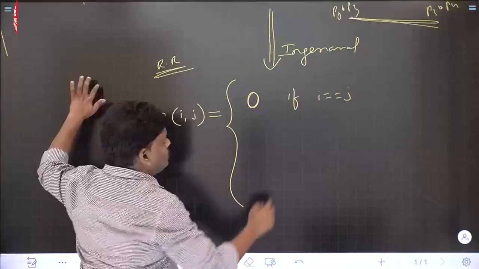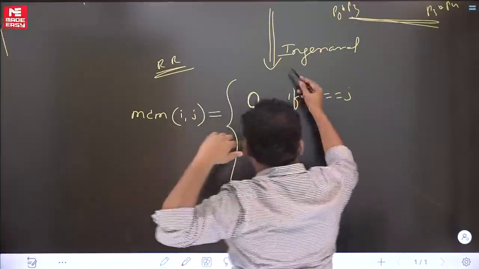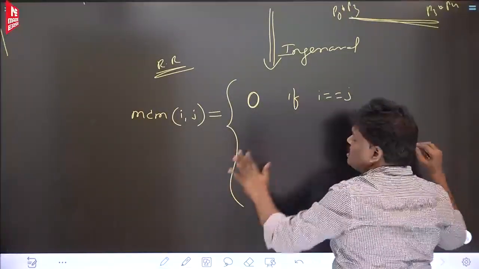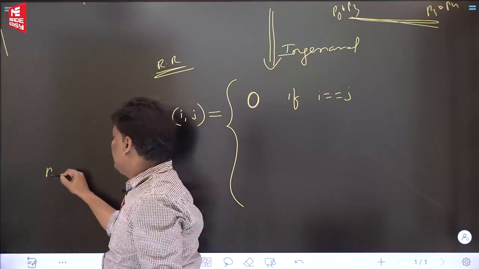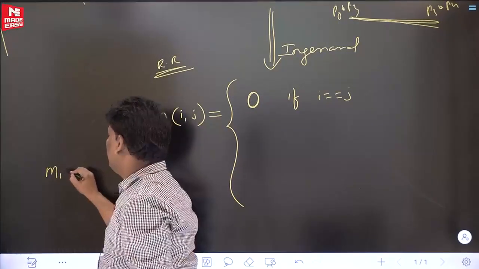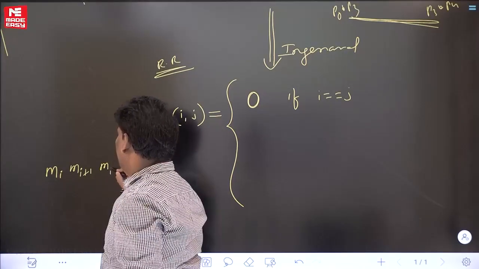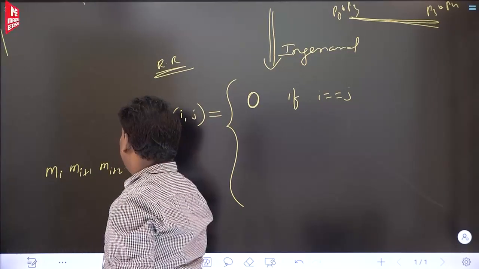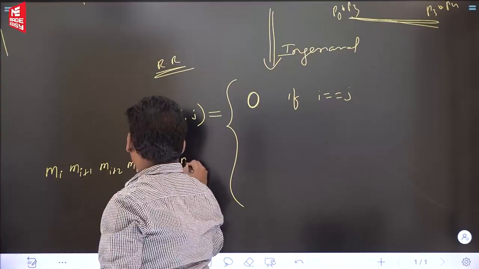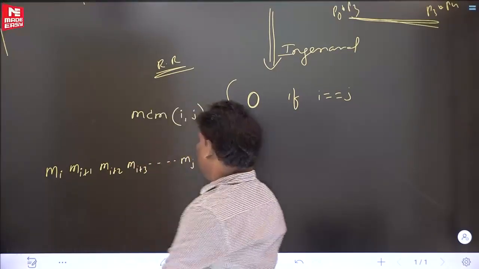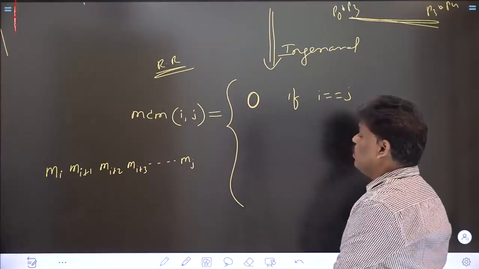Now see the next one. If i is not equal to j, this is the story; suppose that this fails. What is the meaning? Many matrices are there. See this one: Mi matrix, Mi plus 1 matrix, Mi plus 2 matrix, Mi plus 3 matrix and so on, up to Mj matrix. These matrices you want to multiply. What do you have to do?